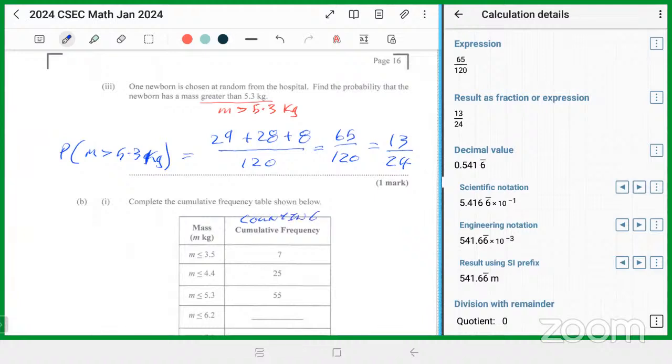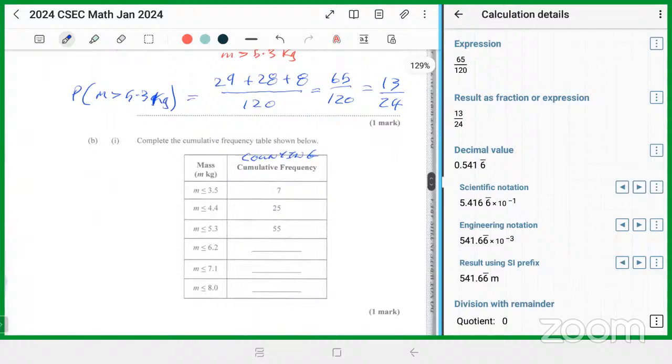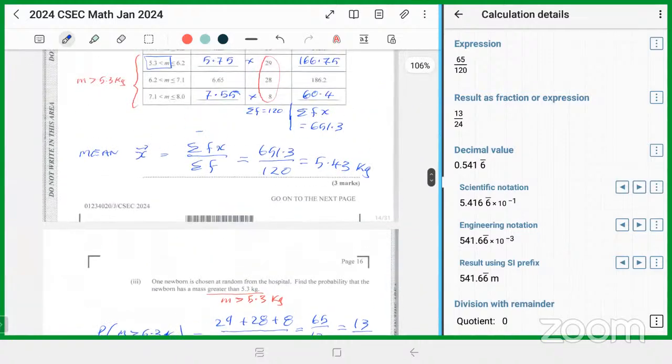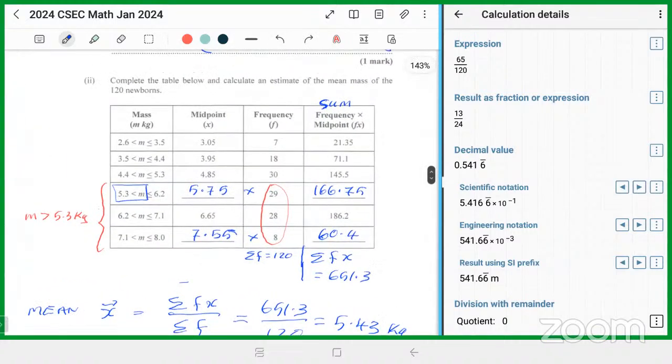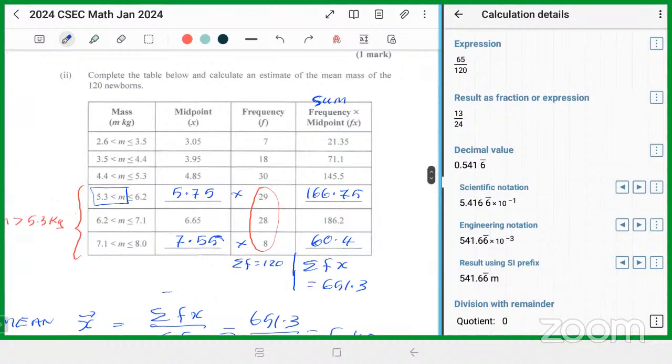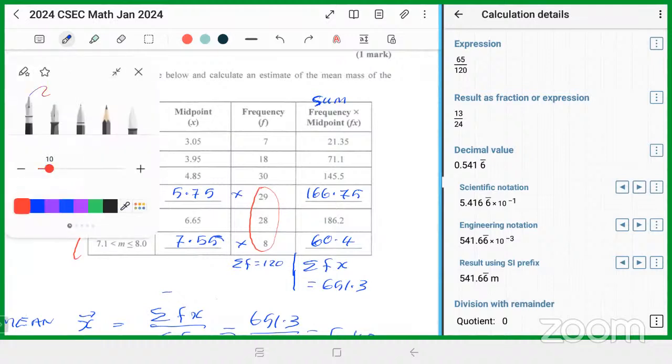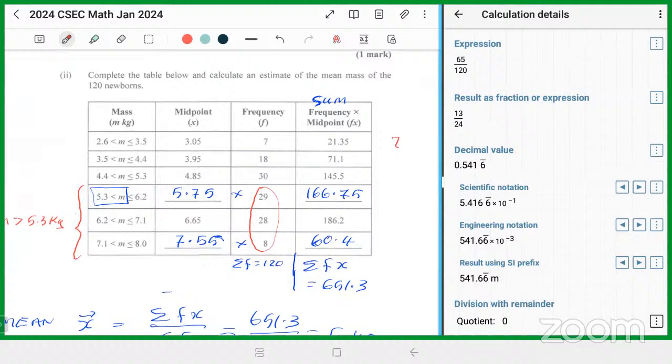It's a counting column. But I want us to complete it, right? So we need to add up the frequency, continue adding the frequency. Let's copy the frequency values down, so I can have them in front of me. The frequency values are 7, 18, 30, 29, 28, and 8. So these are the frequency values.